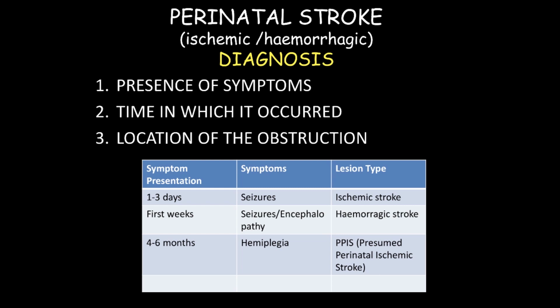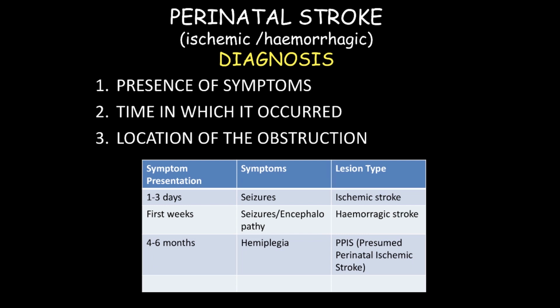In order to offer a proper diagnosis of a perinatal stroke, it's important to look at the symptoms, and in particular at the timing of symptoms, which are related to the location of the obstruction. If the symptom presentation happens within 3 days, so between 1 and 3 days, generally the patient presents with seizures, and the lesion type is most prone to be an ischemic stroke.